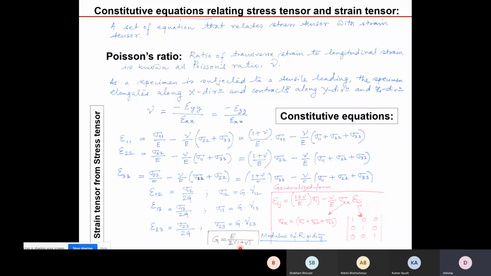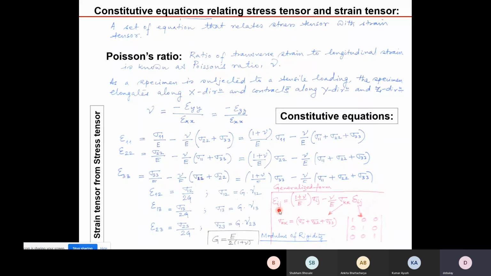And 1 plus nu by E means 1 by 2g. So here if you write 1 by 2g, it will come out as tau 12 equal to g into gamma 12.